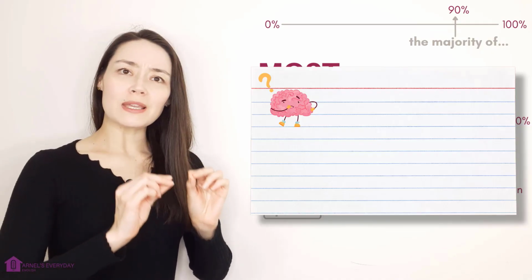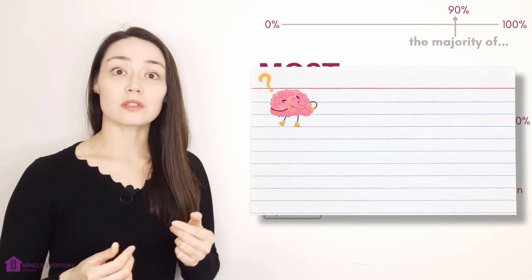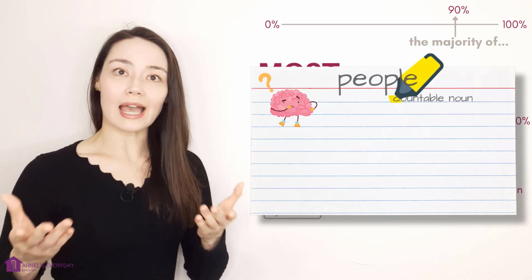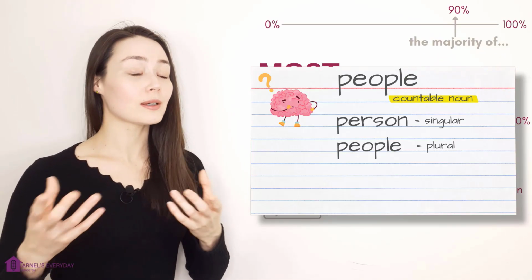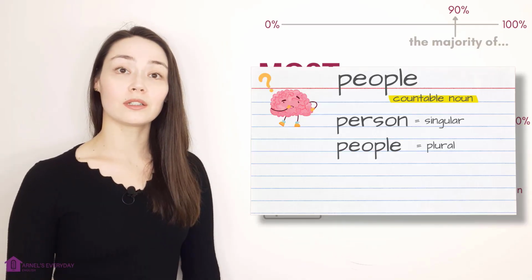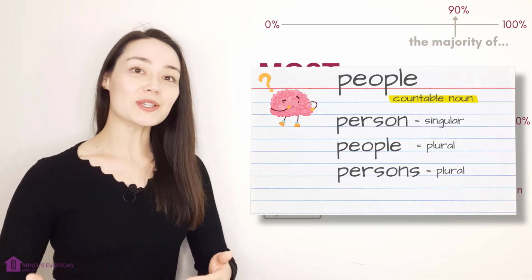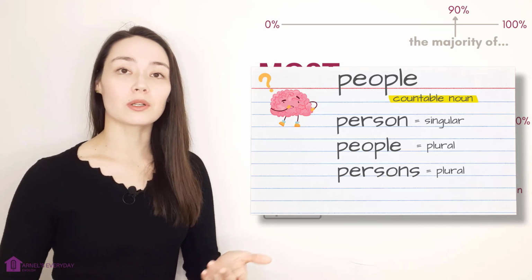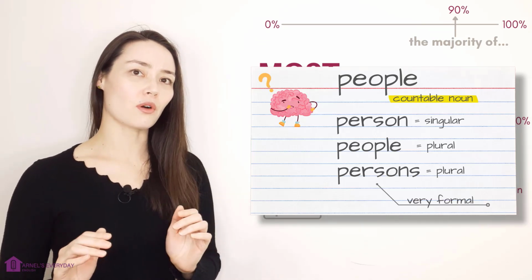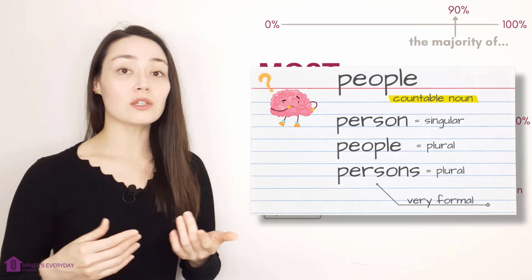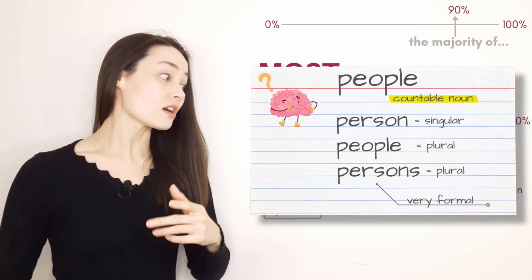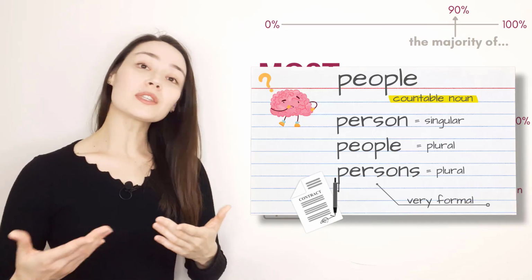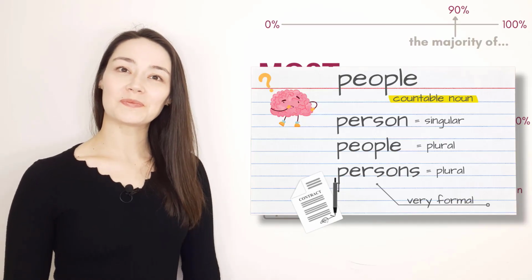And I know this can be a little bit confusing for some students. People is a countable noun. Singular, person. Plural, people. It's countable. Yes, persons is also the plural, but it's very formal. You wouldn't really use it in a conversation. You might see persons in a contract or something to do with the law.